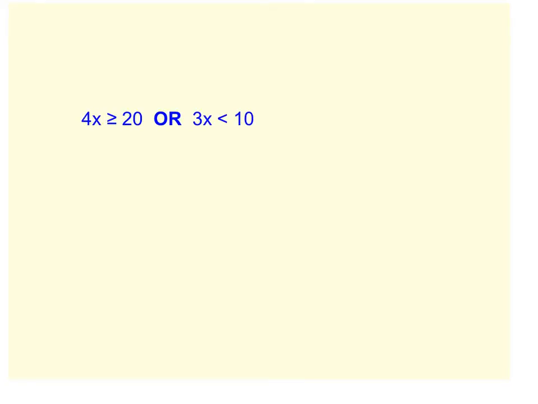All right, so another example, I can see that this one is an OR. So that tells me, let me solve them separately. So I have 4x is greater than or equal to 20. So we go ahead and divide by 4. That's going to give us x is greater than or equal to 5. Or I can go ahead and bring the OR down now if I want.